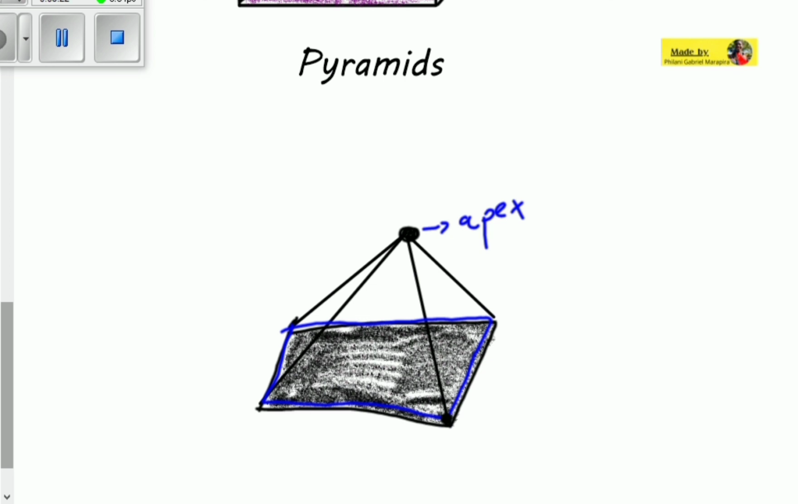It tells us that right pyramids are such that the apex is perpendicularly above the center of the base. This surface is the base, and this is the center of the base. So the apex is perpendicular to the center of the base. By that it means that it makes an angle of 90 degrees to this base here. So the apex is perpendicularly above the center of the base, meaning that it is 90 degrees above the center of the base.